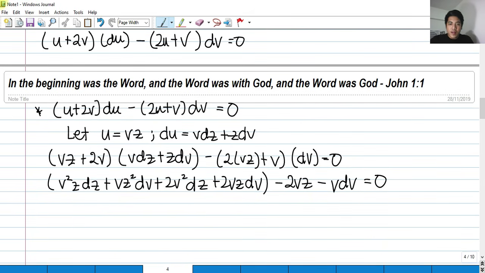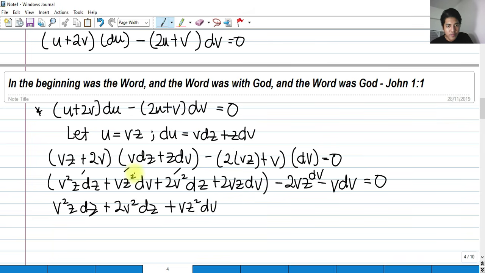Okay, so let's combine dz and dv. So we have v squared z dz. Let's find another dz here, which is plus 2v squared dz. Okay, that is this one and this one. And of course, this has dv in it, I forgot. So, dz, and we're going now to dv: vz squared dv, this is that term, plus 2vz dv, this is that term, minus 2vz dv minus v dv is equal to 0.